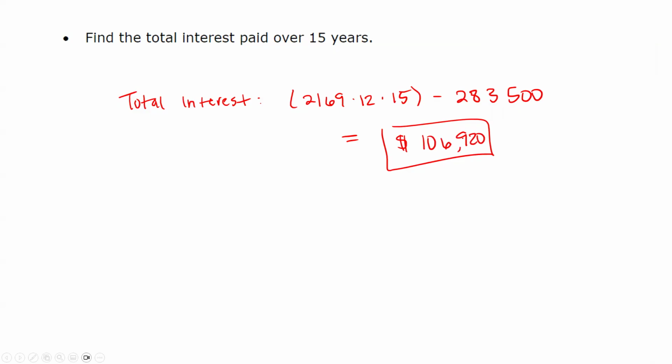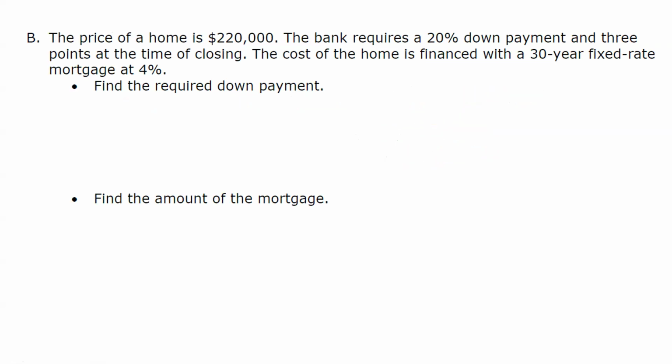That is the total interest that we paid on the loan. So now let's take a house that has a price of $220,000. The bank requires a 20% down payment and 3 points at the time of closing. The cost of the home is financed with a 30-year fixed rate mortgage at 4%.